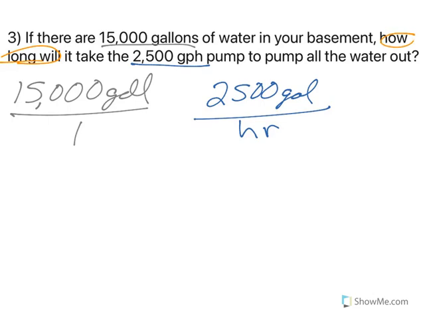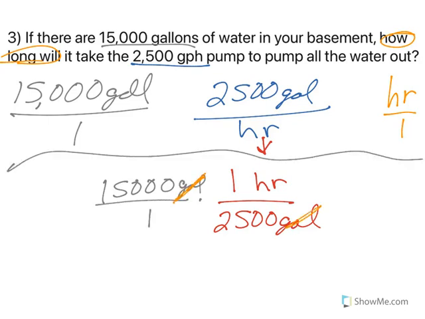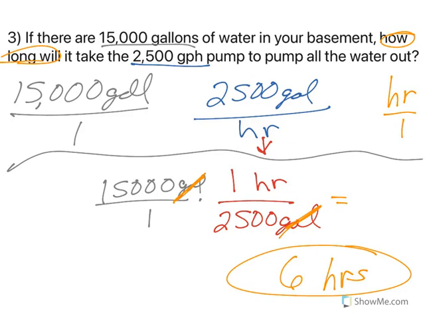The question says, how long? We want our answer to be in hours. So this 2,500 gallons over an hour is going to need to be flipped to be 1 hour over 2,500 gallons, because that puts the hours in the numerator where we want it. So then I would take my 15,000 gallons over 1. My gallons are going to cancel out. I take 15,000 divided by 2,500, and I end up with a nice and easy 6 hours. And that is playing with applications of rates with dimensional analysis.